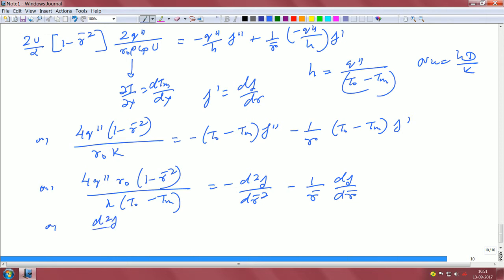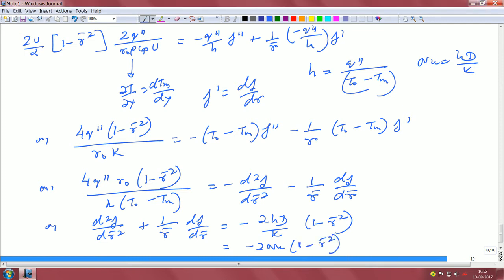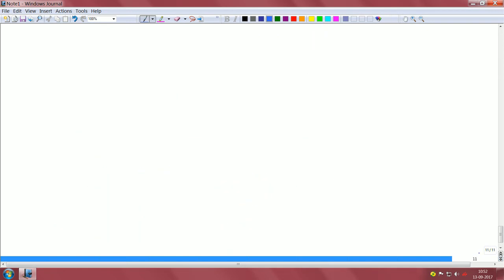d square f by dr bar square plus 1 over r bar df by dr bar equals 2 h d by k into 1 minus r bar square, right. So, this can be further written as minus 2 into Nusselt number into 1 minus r bar square. I have skipped a few steps, but you can easily follow that what we have done is converted it to the r bar coordinate system, right. Now, let us solve this particular equation then.